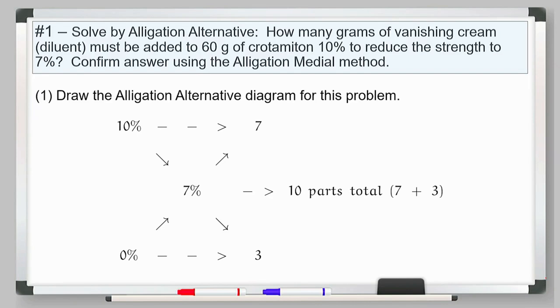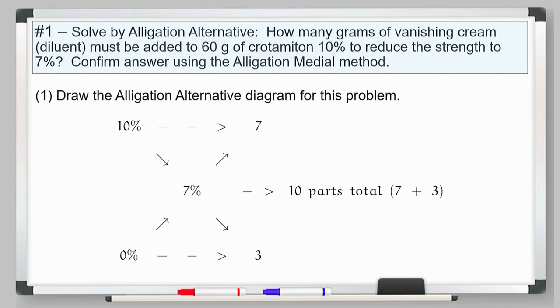The diluent, the non-drug containing base, is 0%. If you add water or a base that has no drug in it, the concentration of drug in that base is what? 0%. So we have 10% on top, 0% directly below that, and put some space between the two.